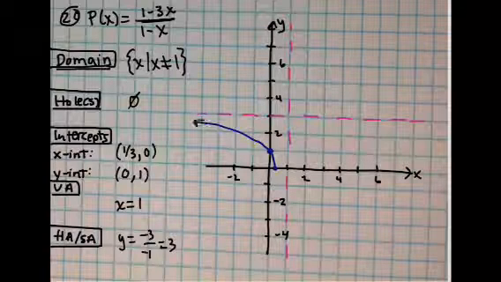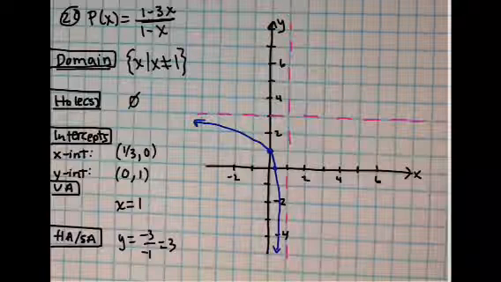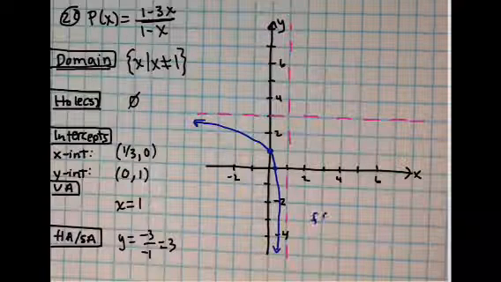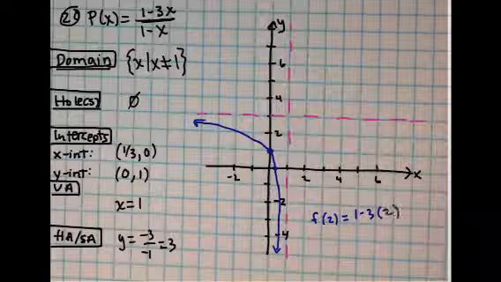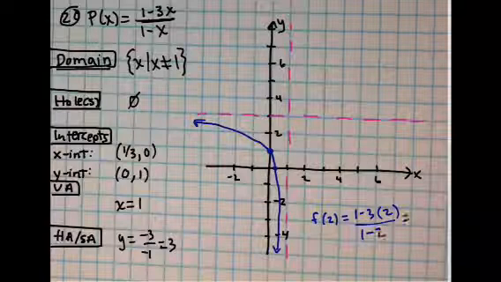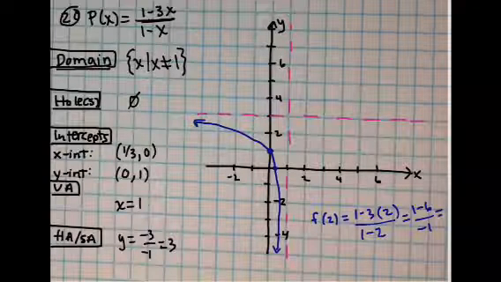And I don't have to find any other points, so this is enough, like this. For the right side, I'm pretty sure it's going to go up here, but again, it's better to check algebraically. So I'm going to plug in a 2. So f of 2 equals 1 minus 3 times 2 over 1 minus 2. So that gives me 1 minus 6 over negative 1, which is negative 5 over negative 1, so that gives me 5. Okay, so 5, 2, 5 right here.